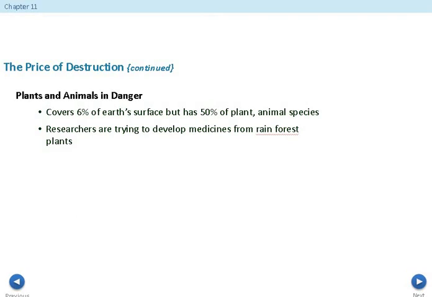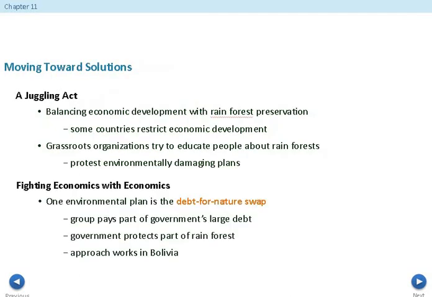Now, it's easy for us to sit here and say that we need to stop the deforestation and the destruction of the rainforest, but it's a juggling act, because you're trying to balance economic activity and development with rainforest preservation. So you want to help the people live, but you also want a rainforest that helps prevent less oxygen and more carbon dioxide. Some countries are trying to restrict economic development. They're running grassroots campaigns to educate people about the rainforest. They're trying to protest environmental damages, and they're essentially trying to stop the cutting down of the rainforest.